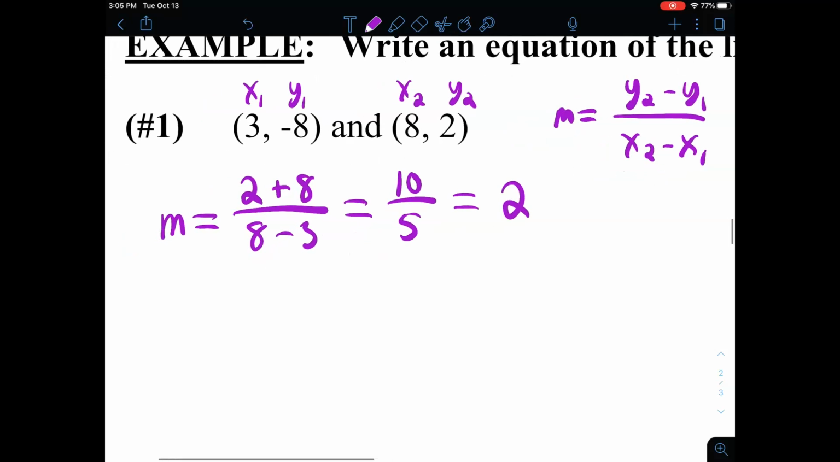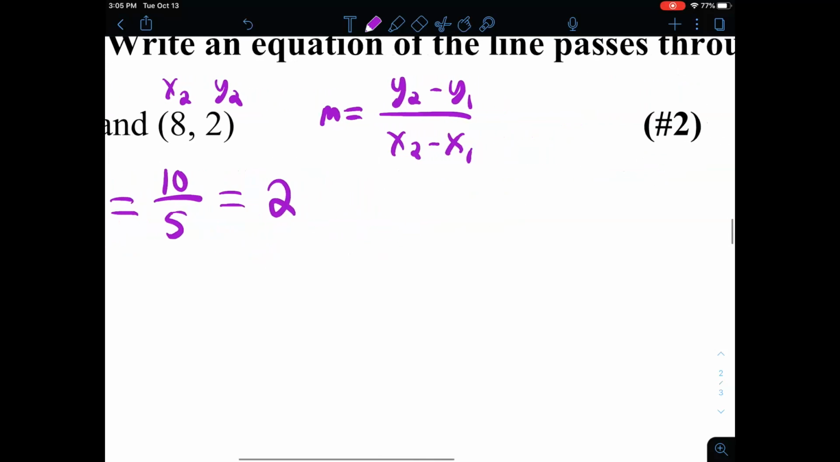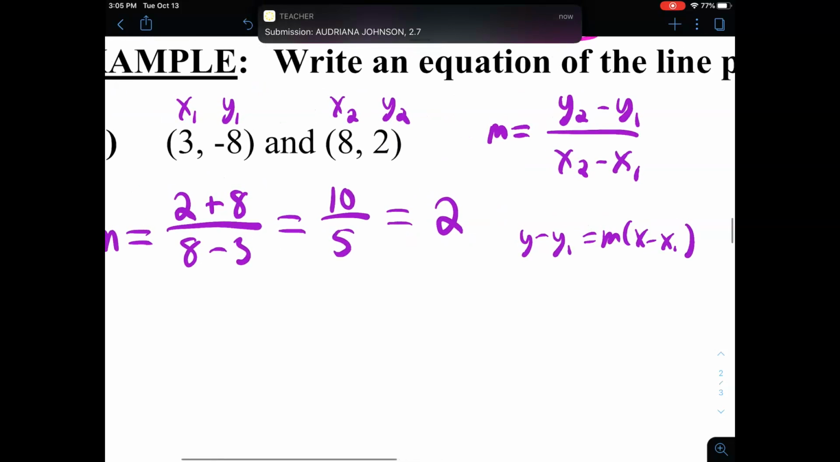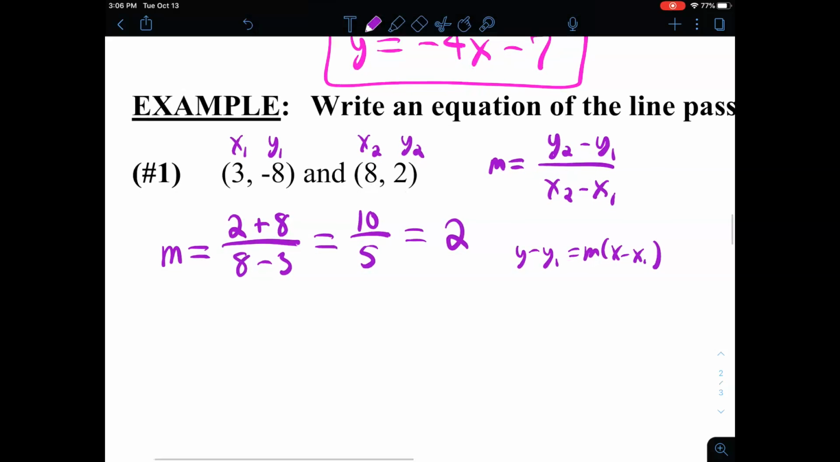Now we're going to go to point slope form. Like I said, y minus y1 equals m times x minus x1. Now we're going to plug into that, but you can use either point you want. Which one do you think would be easier to plug in, the 3, negative 8 or the 8, 2? I'd probably use the 8, 2 because those are both positive, right?